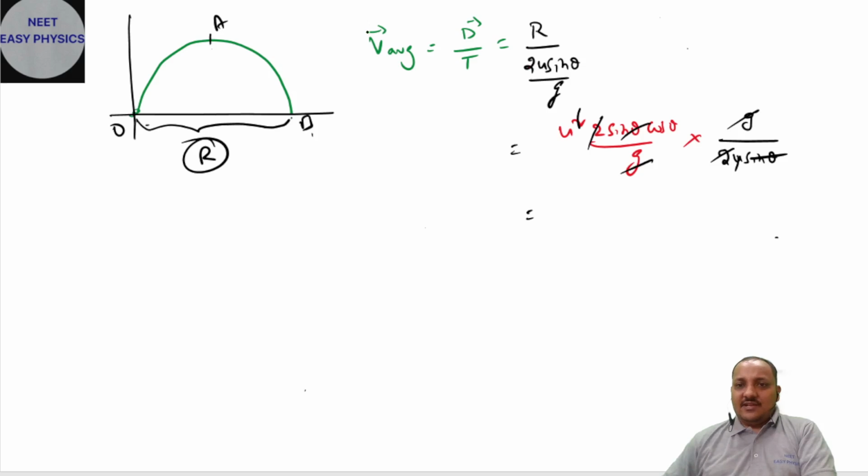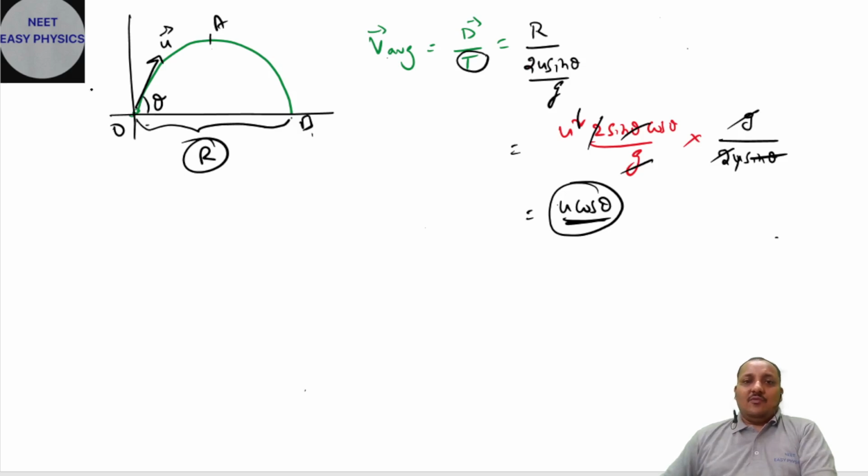Now what is the average velocity we got? Simply u cos theta. They will give the initial velocity u and theta. What is the average velocity they will ask? u cos theta, average velocity in total time or time of flight. What is the average velocity in the time of ascent? They will ask.